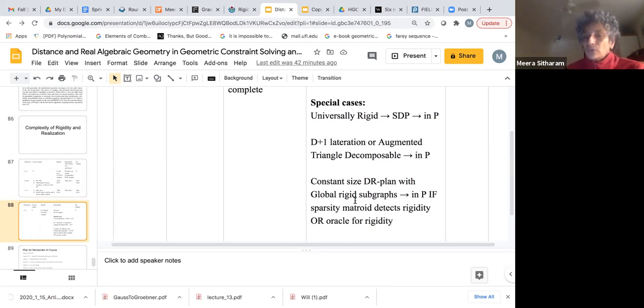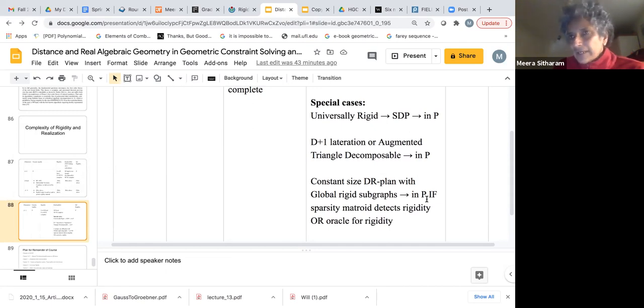Okay, so essentially it's one way or the other. If you can at any given point in this solution process decide on one path to take, in whichever way, and you have what is called a constant size DR plan, then you actually have a polynomial time algorithm. The only roadblock still left is determining whether the graph is rigid, whether the graphs that you happen to be decomposing into are rigid.